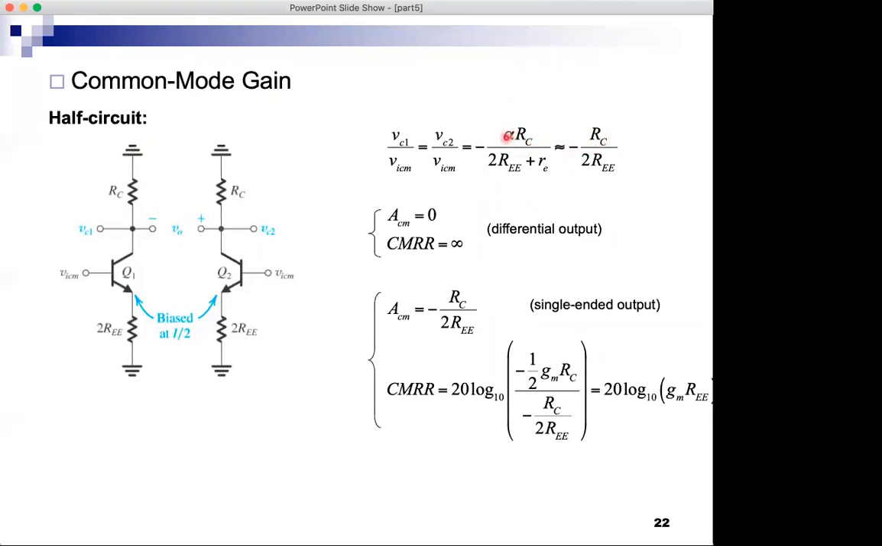Alpha is very close to 1. So there's like a 1% error here. And this RE and this 2REE, this is usually in ohms and maybe tens of ohms, and this is usually in hundreds of kilo ohms and mega ohms. So if this is like 1,000 kilo ohms and this is 50 ohms, I can easily remove it. And therefore, this is a very good approximation.